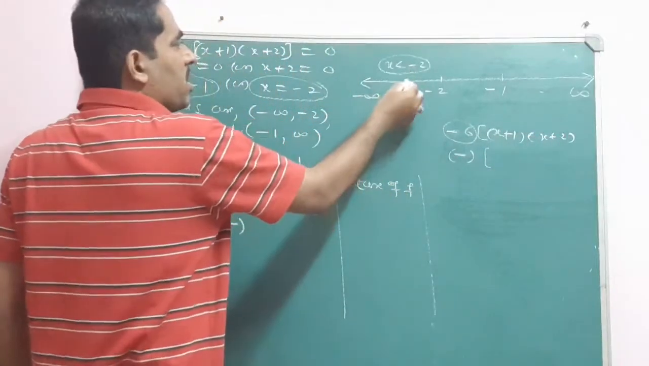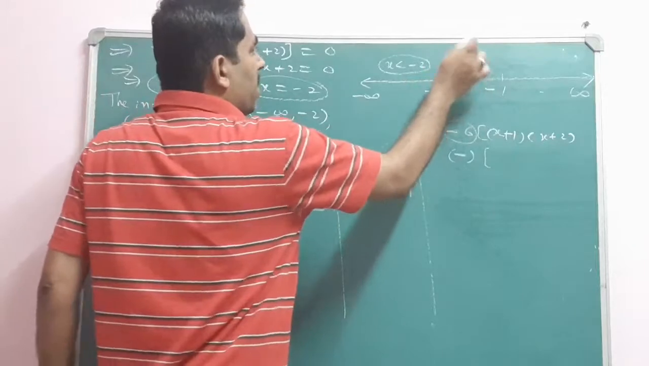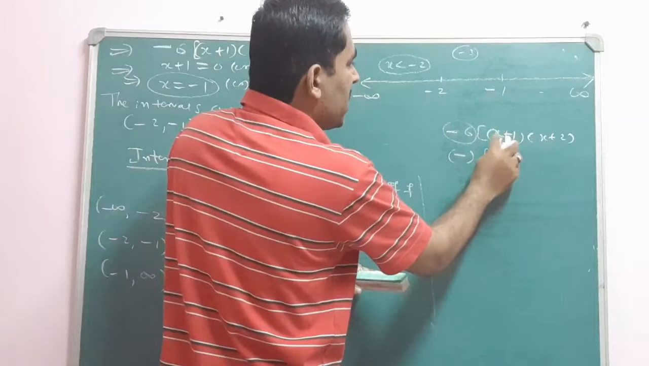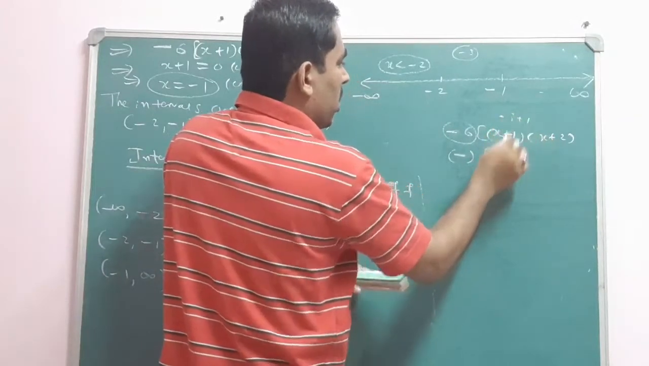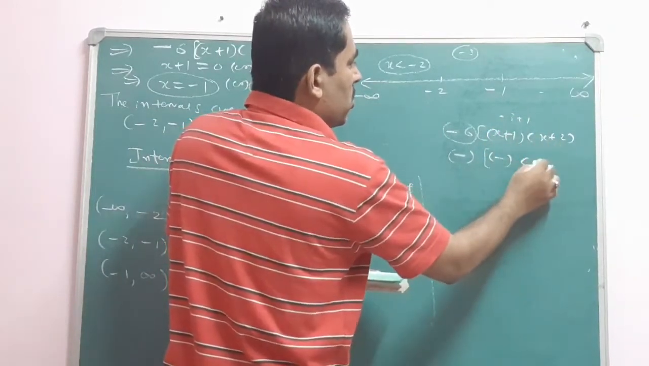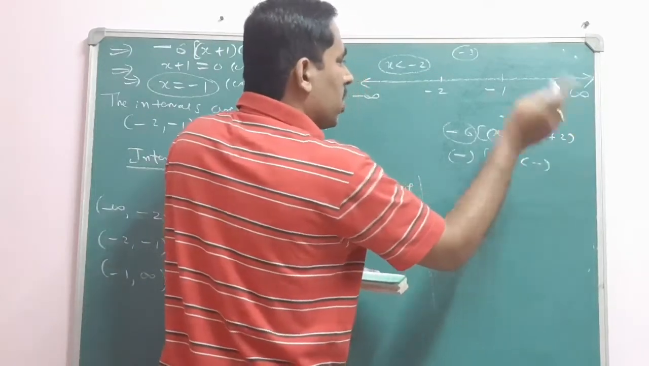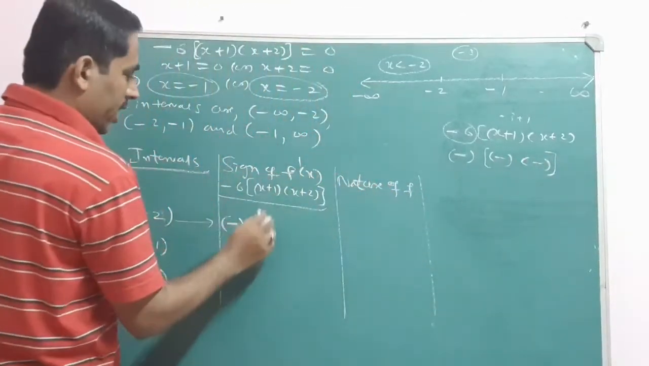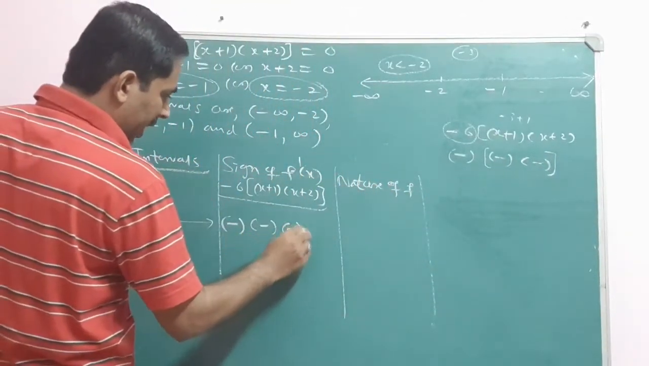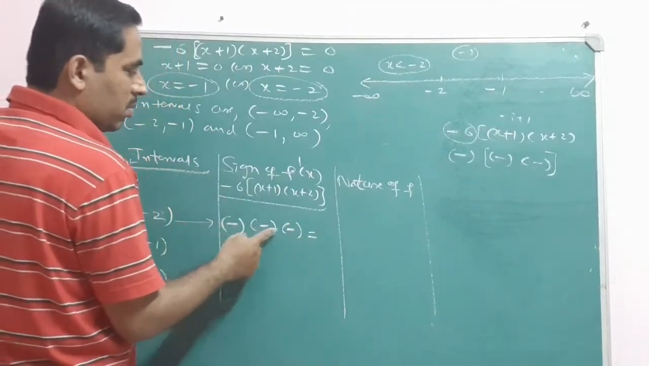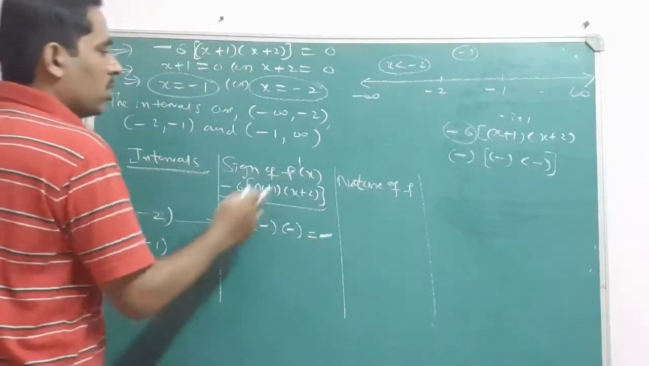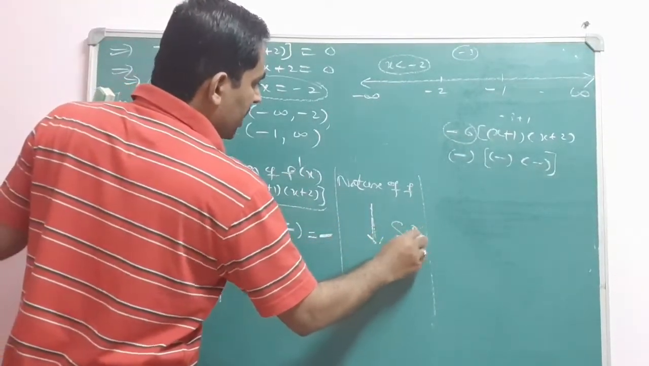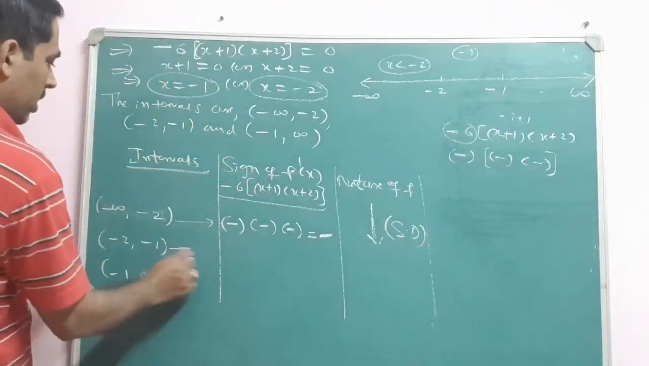Less than minus 2 means, let me take minus 3. If I give x equal to minus 3, then minus 3 plus 1 will be negative, and minus 3 plus 2, that will be minus 1, also negative. So overall, minus into minus is plus, plus into minus is minus. So the sign of f dash x is negative, which means the function is decreasing. Okay.